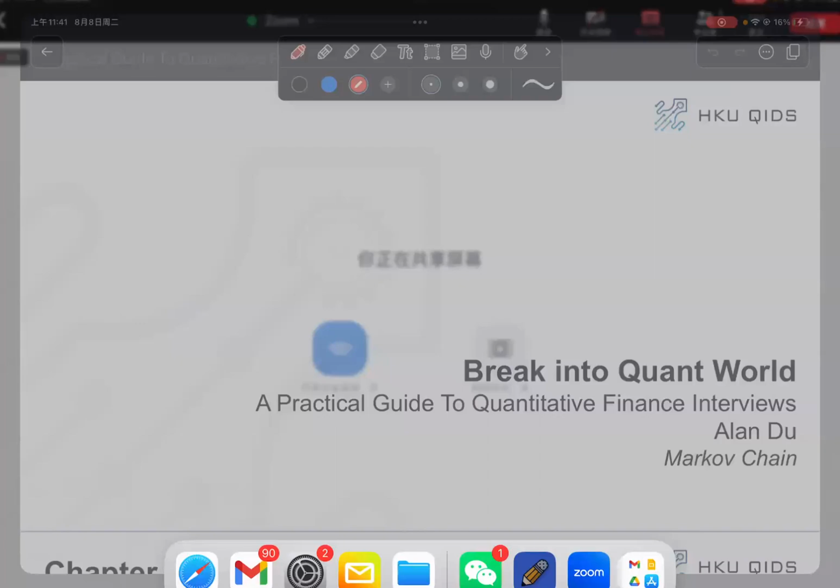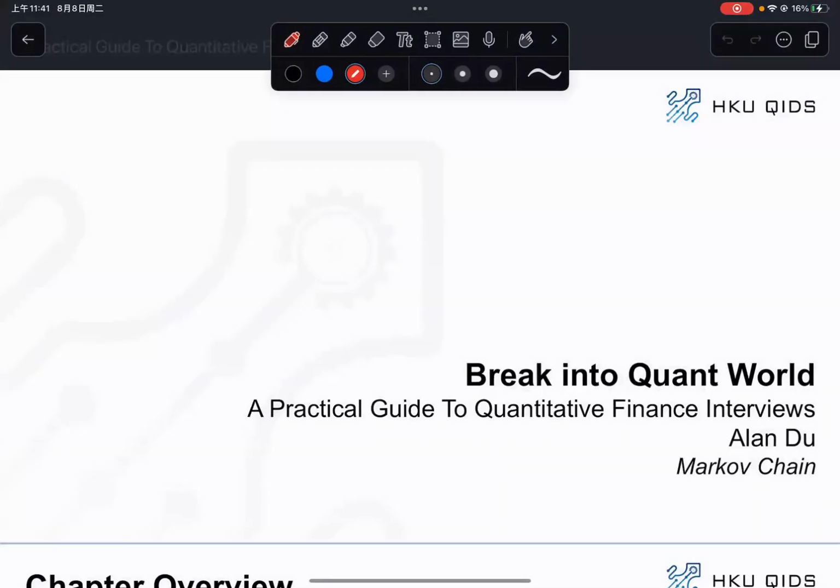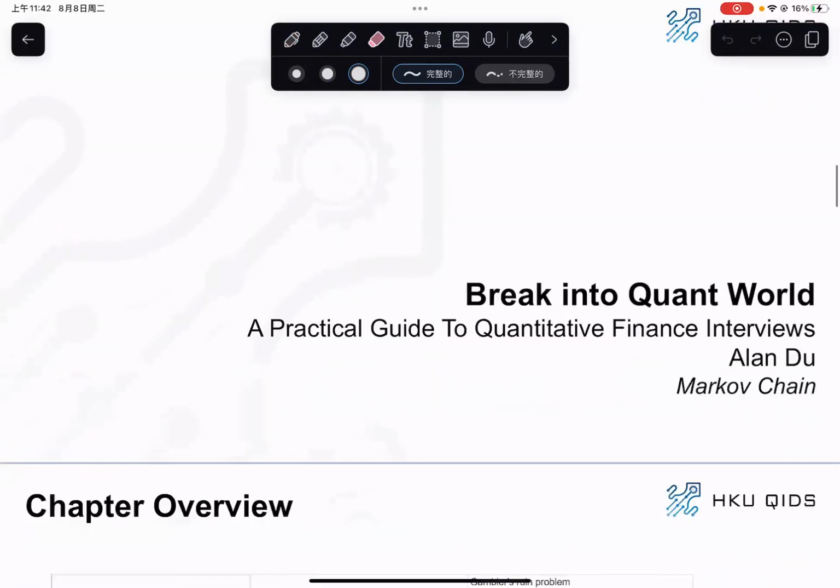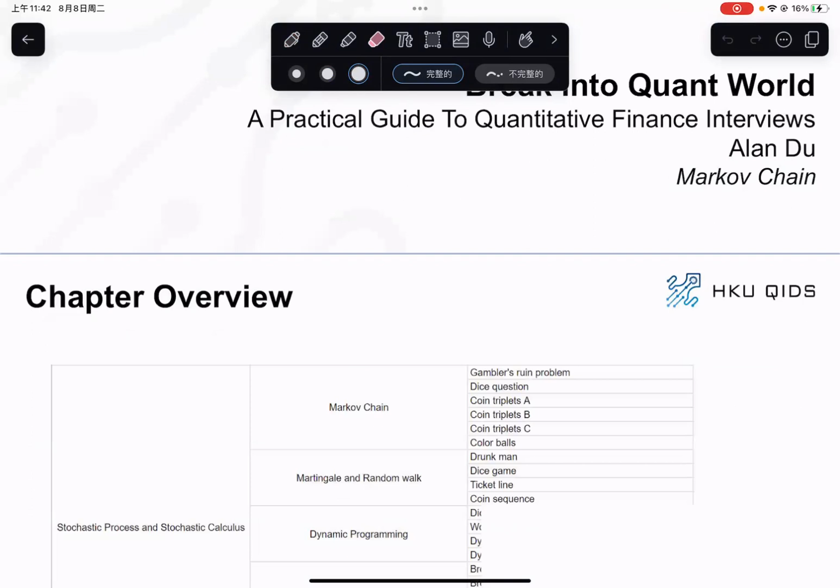Hi, welcome back to our lecture on a practical guide to quantitative finance interviews. Today, we are going to start a new chapter, stochastic process and stochastic calculus. And the first thing we need to talk about is the fundamental of all the stochastic processes, which is the Markov chain. I think it's one of the most amazing concepts in the whole statistic kingdom.